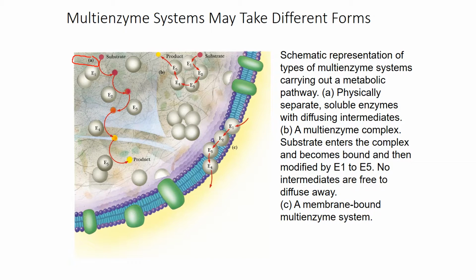If we look at B, we can see that these enzymes are linked to one another, so to speak. So this is a discrete multi-enzyme complex. We're going to see this in the citric acid cycle. And finally, we have a membrane-bound enzymatic system. And the example that we'll look at that represents this is the electron transport system.